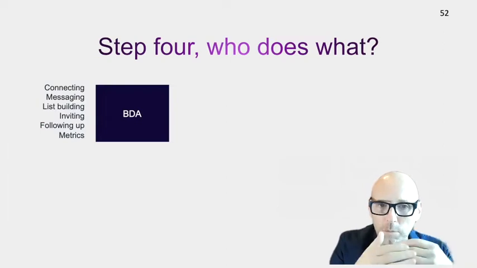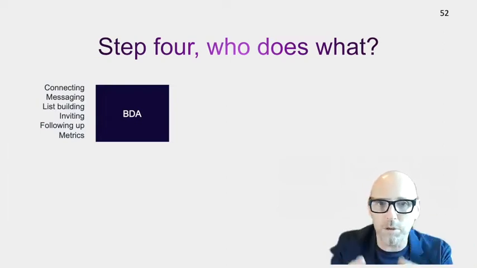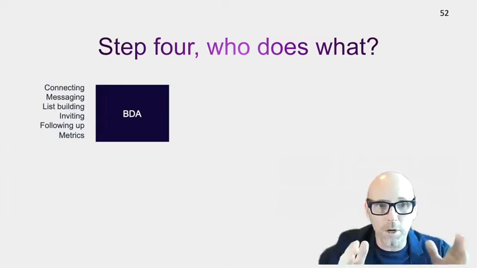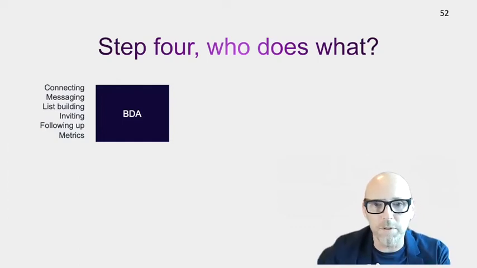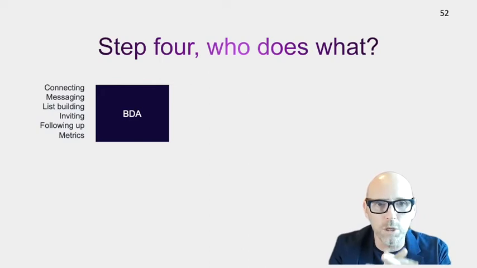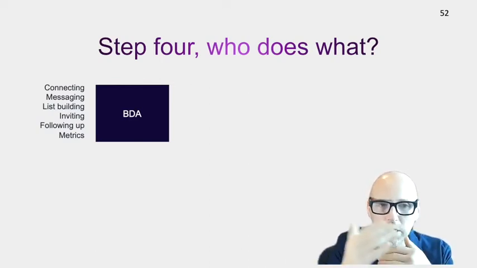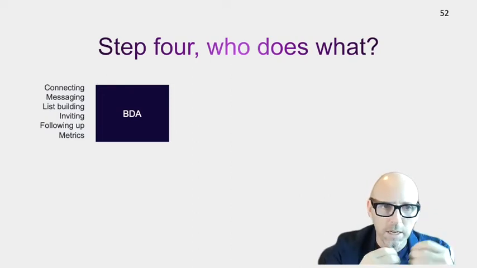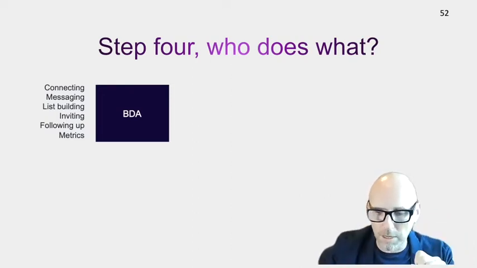The BDA, which is the business development associate, a junior person, should be organizing this. Every business needs one of these. If you don't have one, you've got senior people doing the stuff that a junior person should be doing. It doesn't make sense. Someone needs to send the connections out. Someone needs to coordinate and bring it all together.